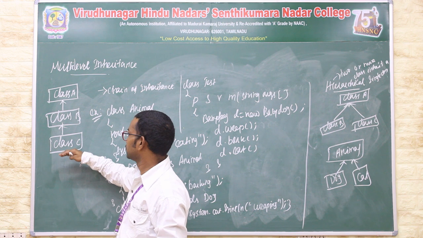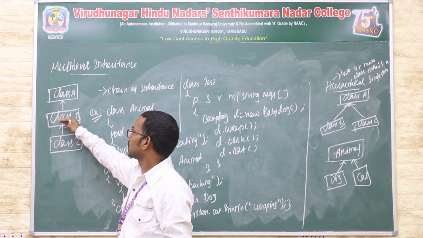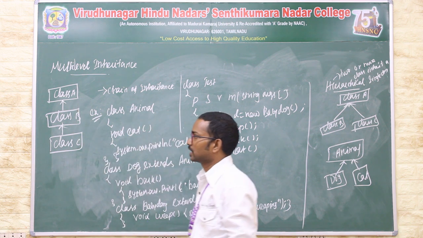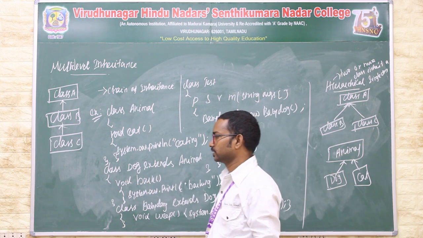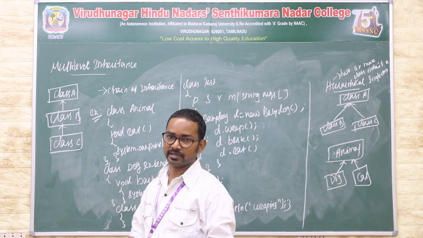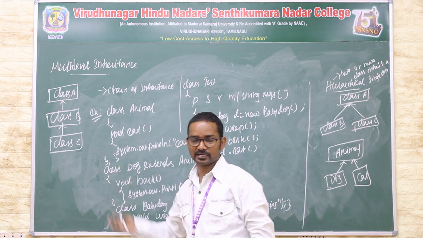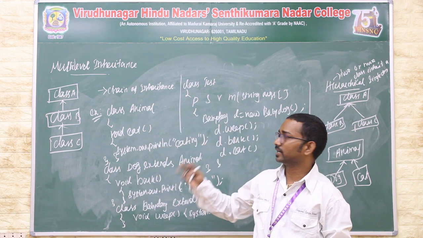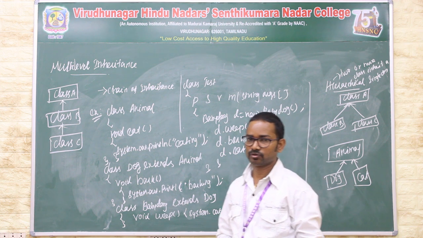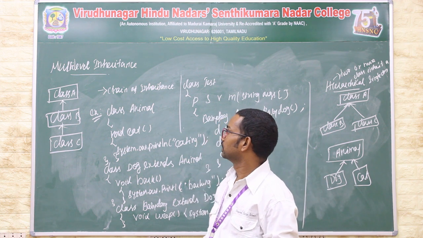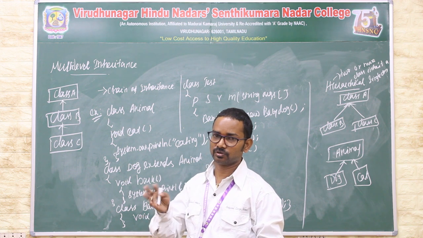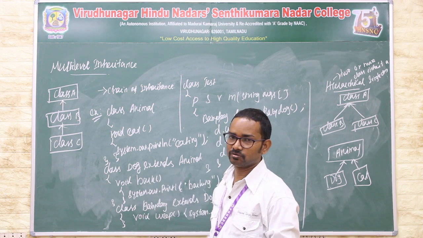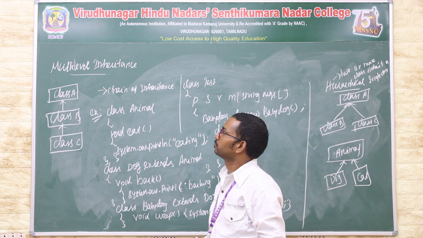Class A inherits the properties of class B, and class B inherits the properties of class A. These are called hierarchical inheritance. Hierarchical inheritance is called a chain of inheritance. Java does not support multiple inheritance. Instead, the interface concept is used to support something similar to multiple inheritance.